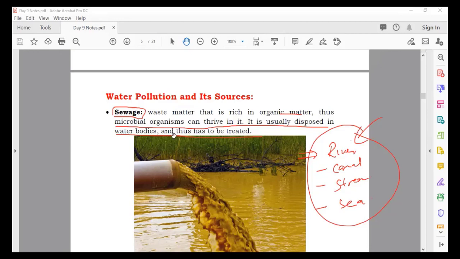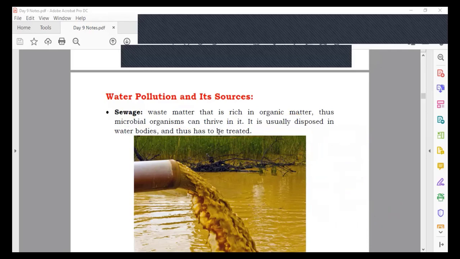Even so, you have to dispose of that water because there's no other alternative, so it should be treated. It should be treated in a treatment plant where you can remove the toxic and harmful material from it and make it, I'm not saying 100% safe, but almost 90 or 95% safe for other organisms and the other ecosystem.